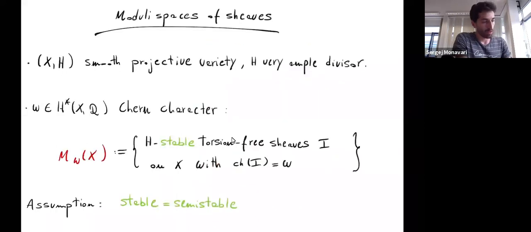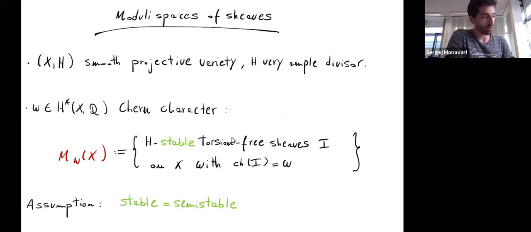So let me start the first part, really introducing the setup in which we can study Donaldson-Thomas theory. I will be a bit more general here, but don't worry, because in a couple of slides all varieties will be Calabi-Yau fourfolds, so we don't have to worry too much. So the setup that we are considering is the following.